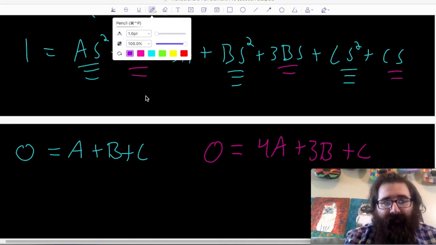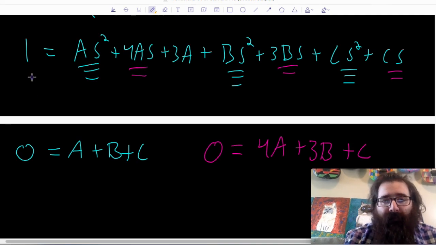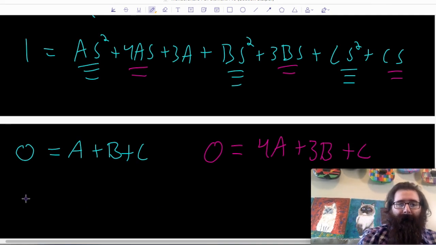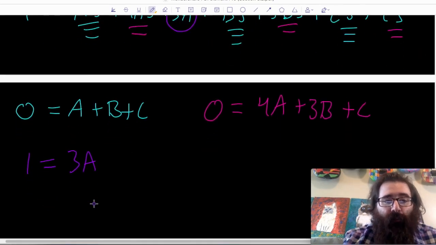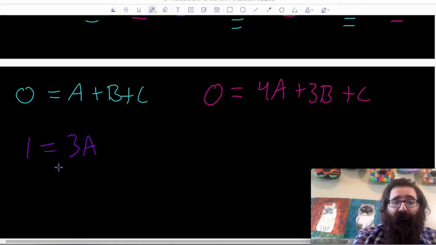What about constants? Well, interesting. On the left, I have 1. On the right, I just have 3a is the only term that doesn't have some mention of s in it. So this actually gives me something right away. 1 equals 3 times a. I'm just going to jump in and say a then is 1/3.